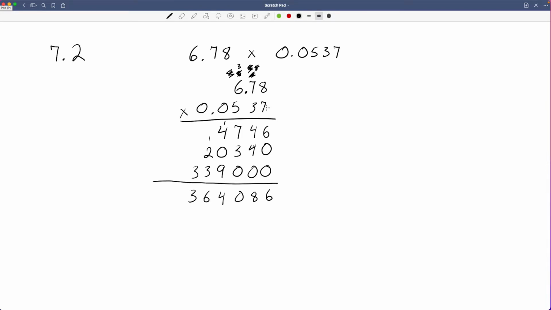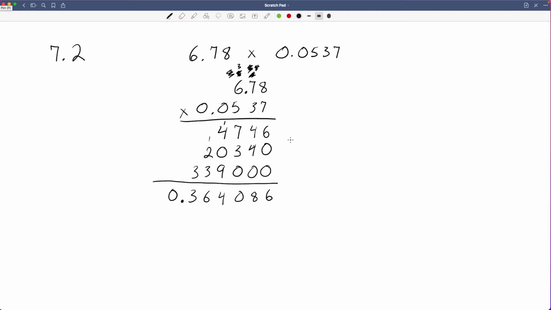And now we're going to count the decimal places. 1, 2, 1, 2, 3, 4. 6 decimals. So 1, 2, 3, 4, 5, 6. 0 and let's see, tenths, hundreds, thousands, 10,000s, 100,000s, millions. So that would be 364,086 millionths is how you would say that is your answer. All right, that is how we would do that multiplication.